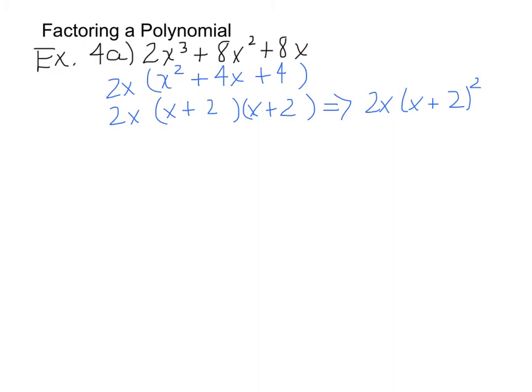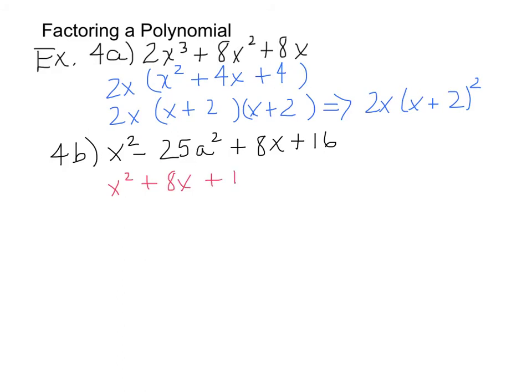Okay, let's try another one. Okay. I'm going to rewrite this so that my x terms are together. Because if you notice, I have this a that's by itself. So I'm going to factor this first to x plus 4 times x plus 4.